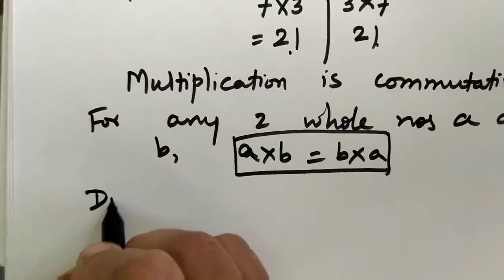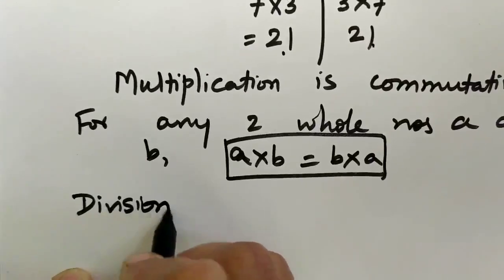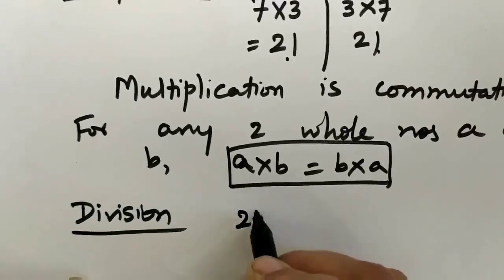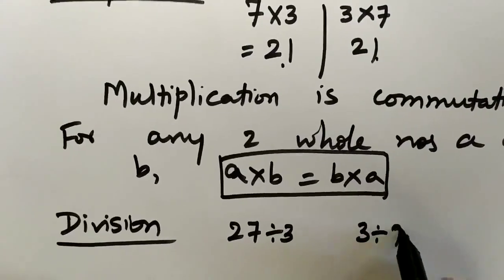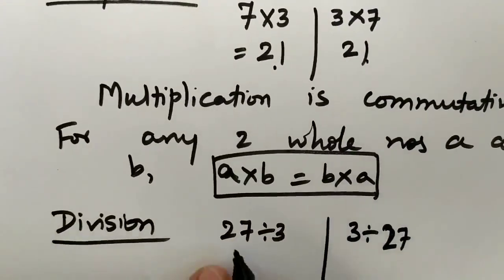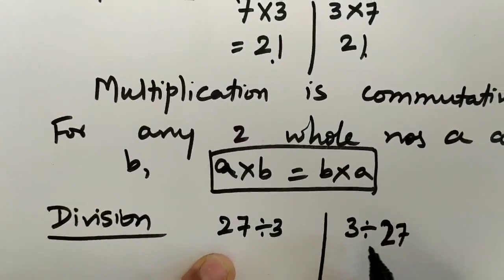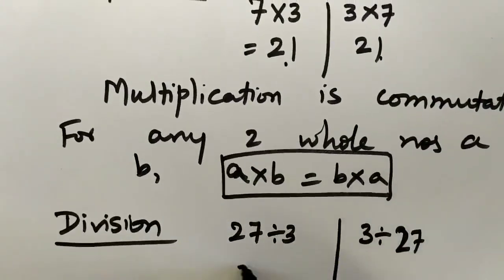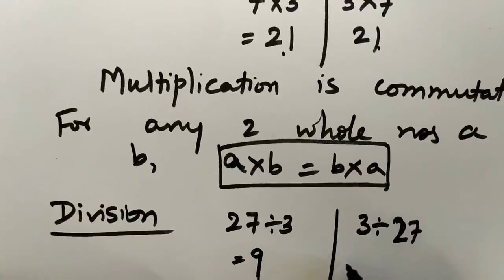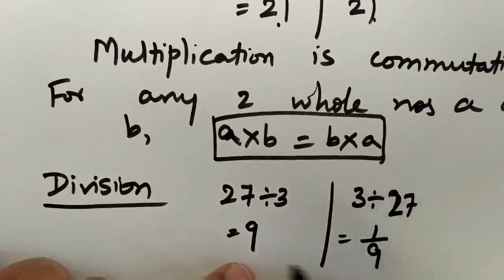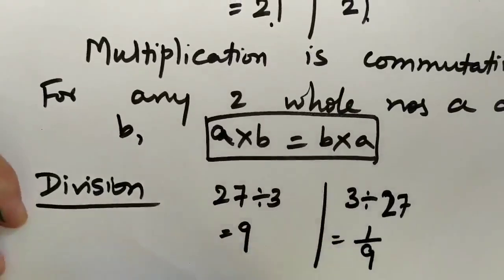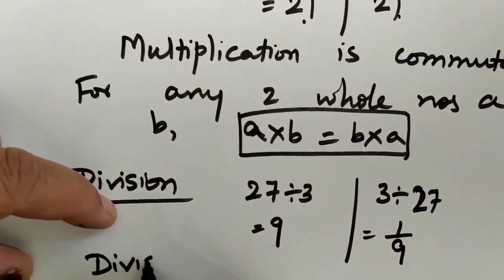Now for division, we will take two numbers, 27 divided by 3 and, after interchanging, 3 divided by 27. Here we will get the answer as 9 and here we will get 1 upon 9. 1 upon 9 is a fraction and both the answers are different. So division is not commutative.